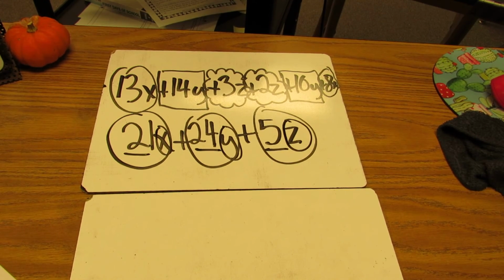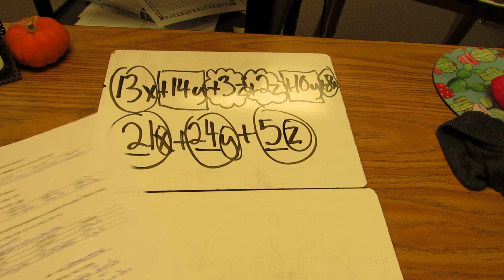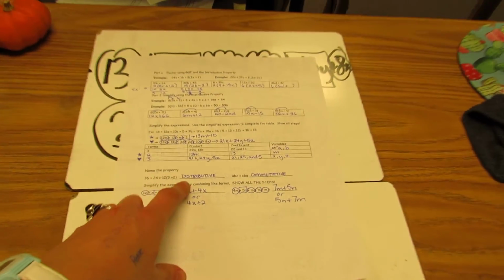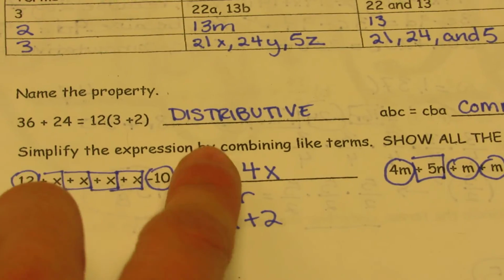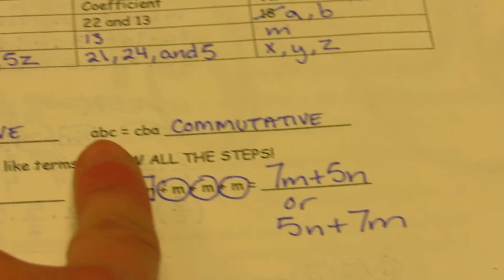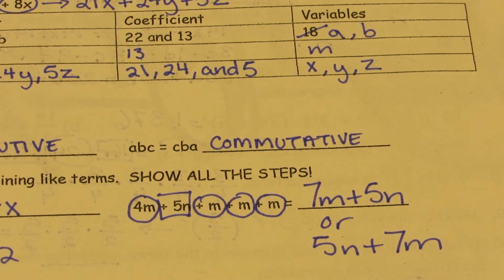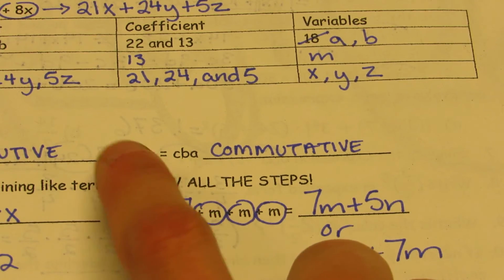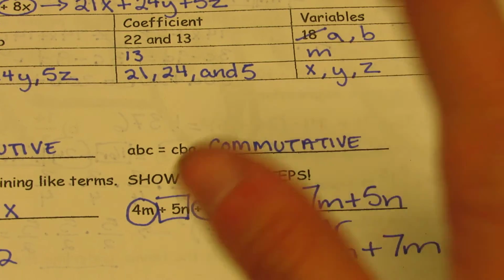Awesome. All right, and then lastly, guys, we went over name that property. So it's not going to ask you specifically to name the property, but you guys are familiar with distributive. Right here, we distributed 12 to 3 to get 36, and 12 to positive 2 to get positive 24. So that's what we call distributive property. And commutative, guys, commutative is just the order. It doesn't matter what order something is in because you're still going to add them or multiply them the same way. So that's what commutative is.